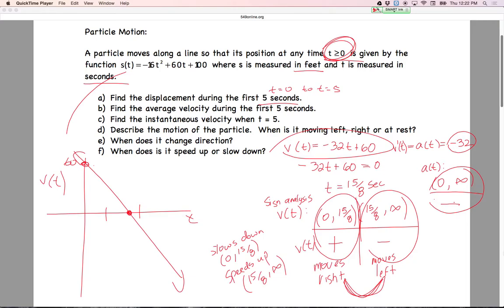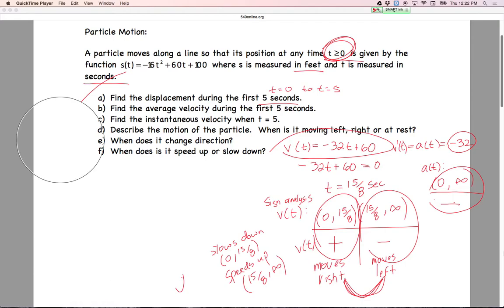Okay? There's one more question I want to answer here, and that's total distance. Now, we already have a sign analysis for this. I want you to think about it. This is not even a question, but it's going to be a question tomorrow. It's the last thing we need to cover. Let's say I added G: find total distance in the first 5 seconds, from 0 to 5.